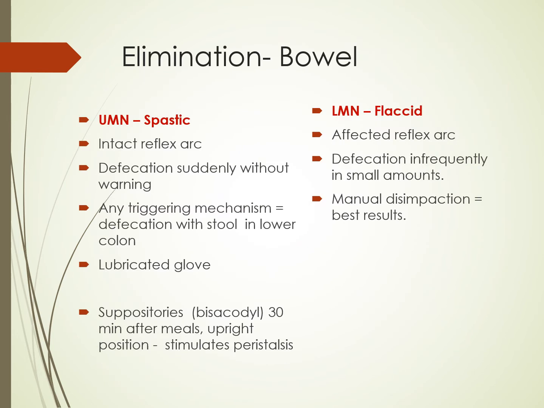All right, next part. Let's look at bowel elimination. So again, we have spastic and we have flaccid. So upper motor neurons, that reflex arc is intact, and the same thing with like urination. At any point, they can defecate without warning. Any kind of stool in the colon can cause them to defecate, and this is one of the most difficult things for people with spinal cord injuries: bowel and bladder success.